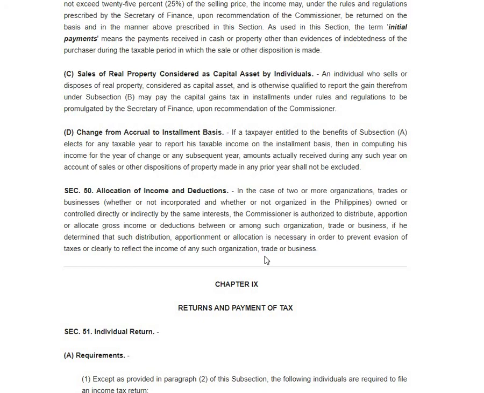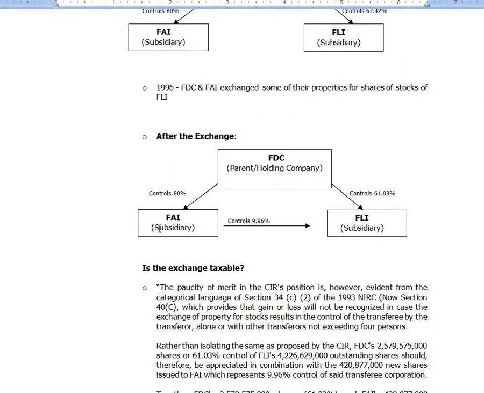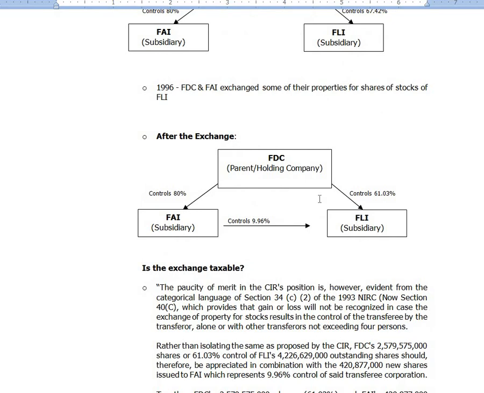But there is this jurisprudence. I remember the Philinvest case, where FDC, FAI, and FLI. This is the same case about the tax-free exchange, because what FDC conducted was that FDC loaned money or advanced so much money to FAI and FLI. And the source documents were cash vouchers or check vouchers, inter-office memorandum, etc., etc.